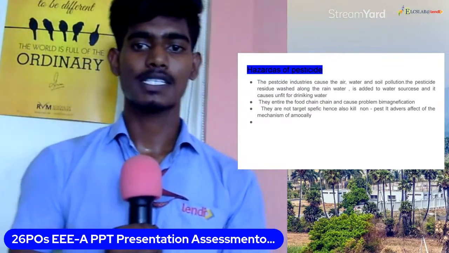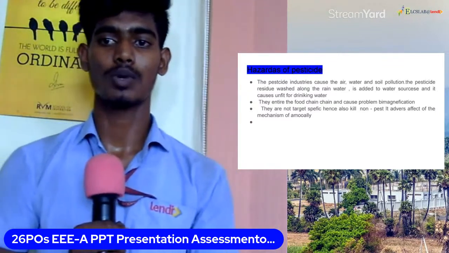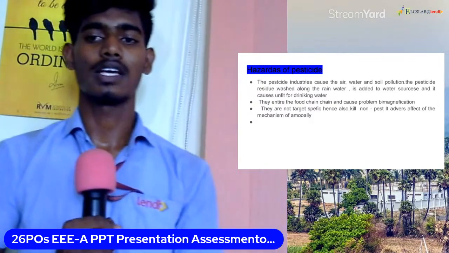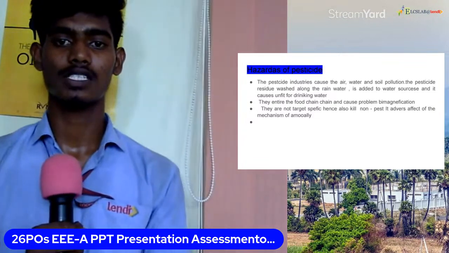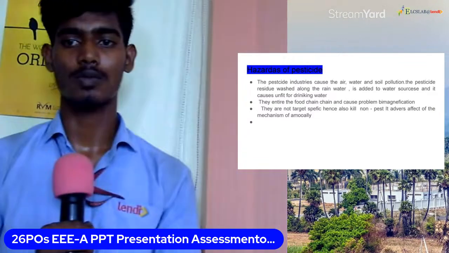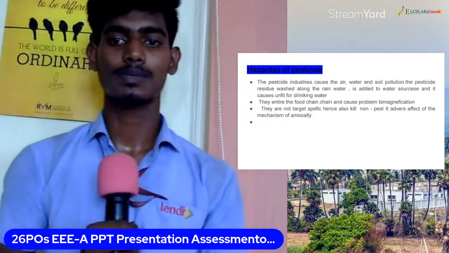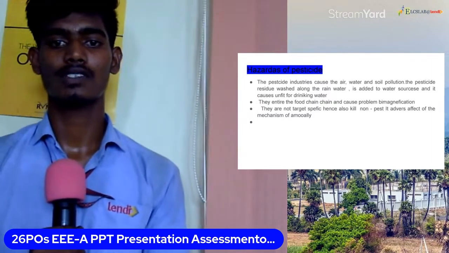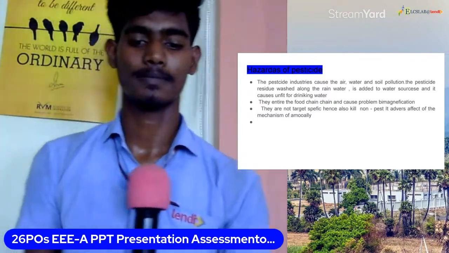Impacts of pesticides. The pesticide industries cause air, water, and soil pollution. Pesticides are washed along with the rainwater and added to water resources, which causes unfit drinking water. They enter the food chain and cause problems through biomagnification. They are not target specific, hence they also kill non-pests.